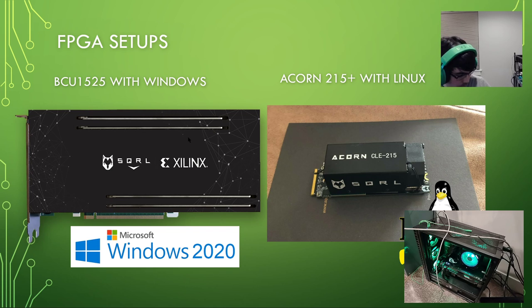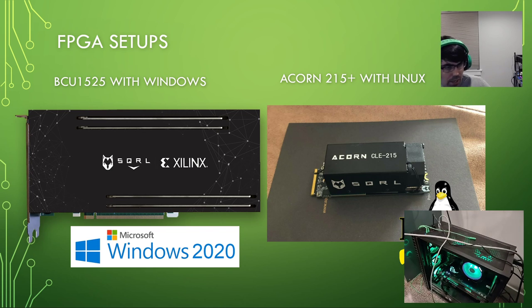So we have that device, and it's running on my machine that's streaming right now. This is running Windows, and we can see how to read and write to the DDR over PCIe on Windows. Our other device is an Acorn Squirrel.